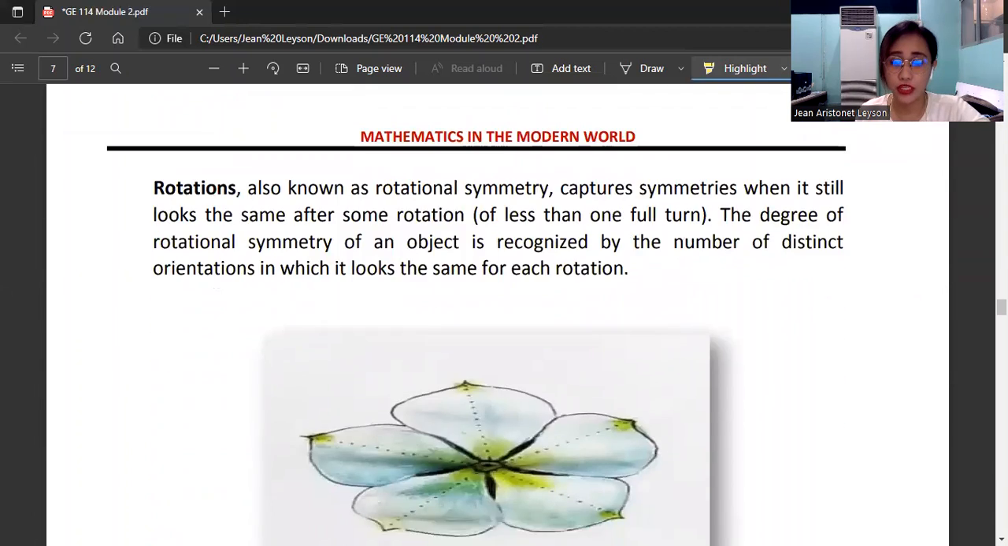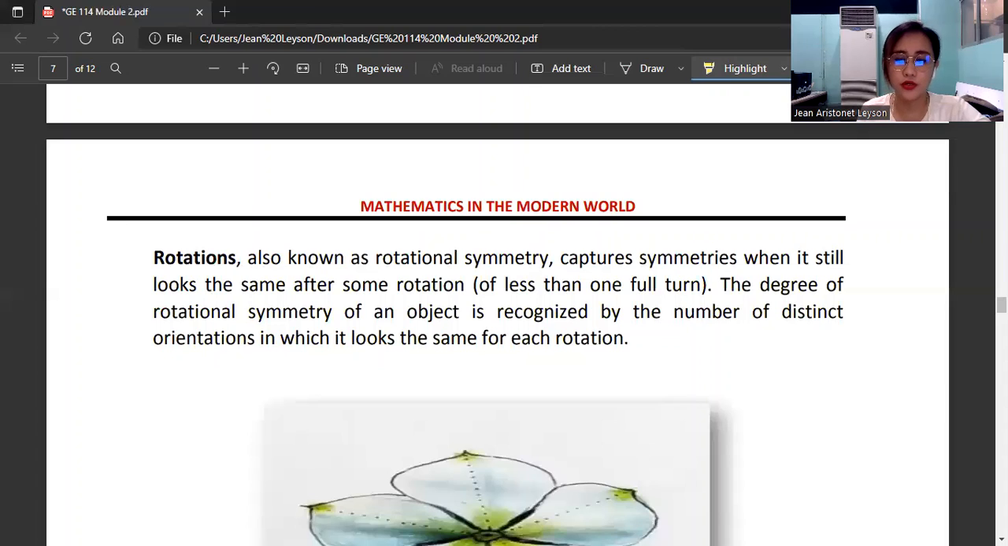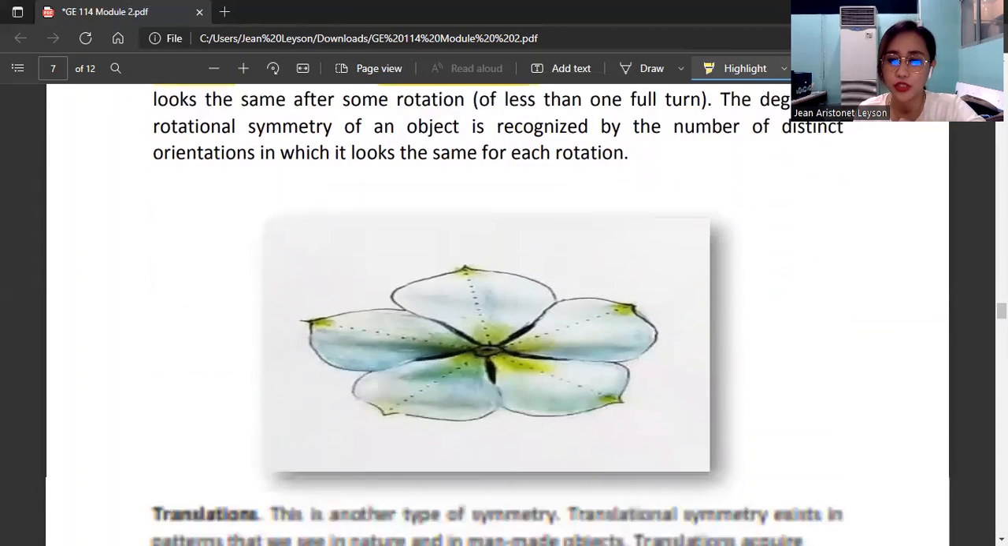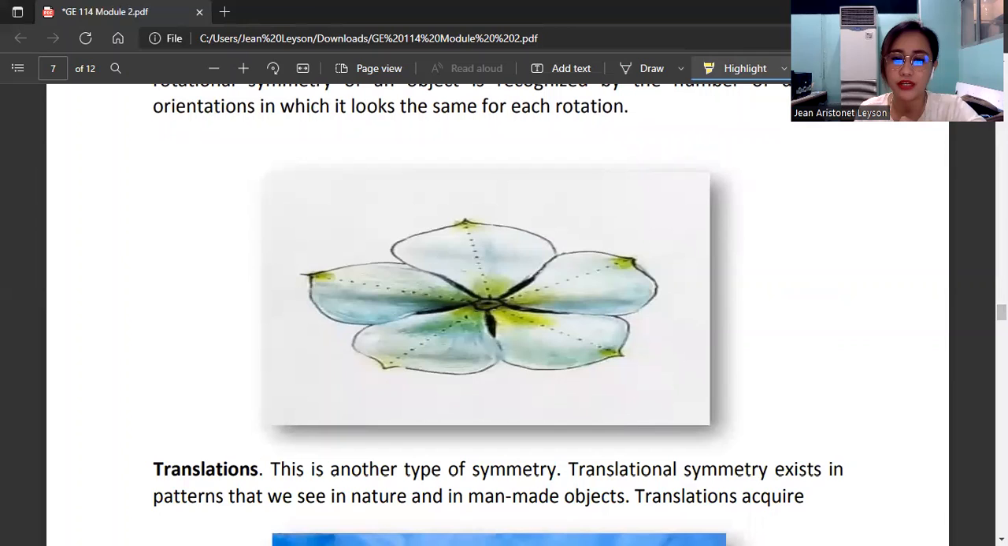So next we have rotations. Rotations, also known as rotational symmetry, capture symmetries when the figure still looks the same after some rotation of less than one full turn. The degree of rotational symmetry of an object is recognized by the number of distinct orientations in which it looks the same for each rotation. So let's take, for example, this flower.